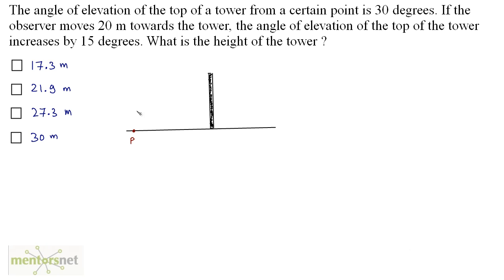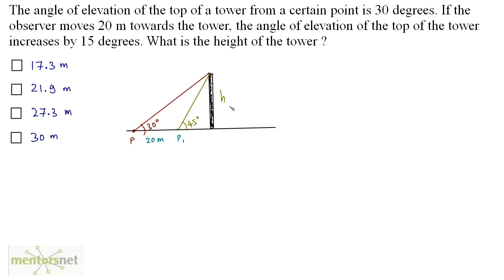Okay, so this is our tower and this is the point, let's say P. Now the angle of elevation is 30 degrees from P. So this angle is 30 degrees, right? Now this observer moves ahead towards the tower and the distance moved is 20 meters. Let's say he reaches here, P1, and the distance traveled is 20 meters, right? Now the angle of elevation has increased by 15 degrees. So this angle is now 30 plus 15, and that is 45 degrees now. And we have been asked what is the height of the tower.